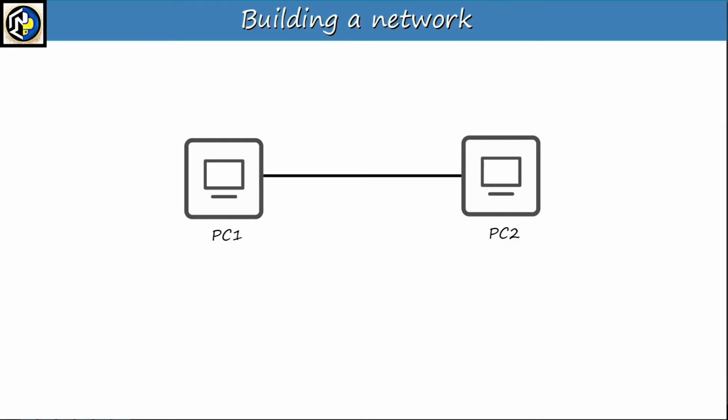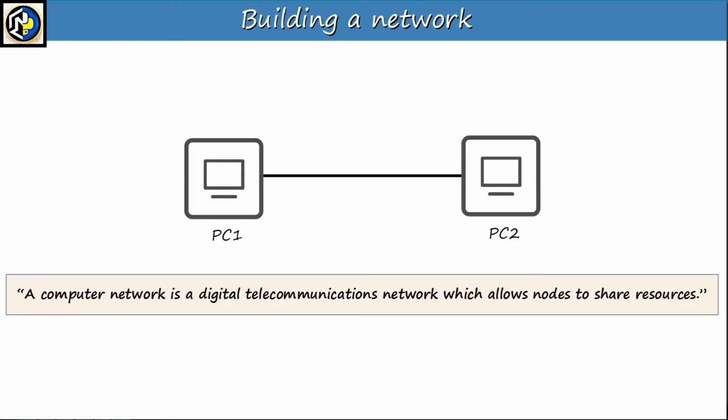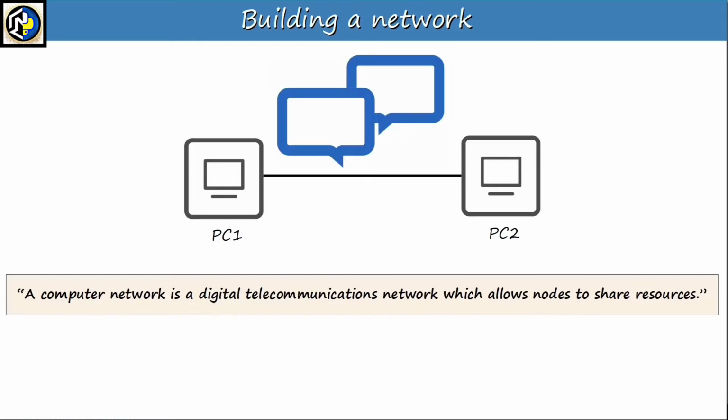Now, it's a very simple network, but if we take a look at that Wikipedia definition once more, a computer network is a digital telecommunications network which allows nodes to share resources. Now that these two nodes are connected, they can share resources and essentially have a conversation with each other.